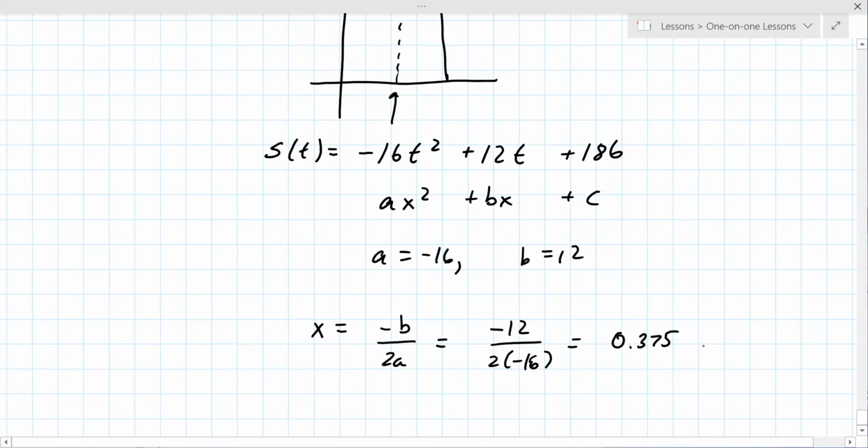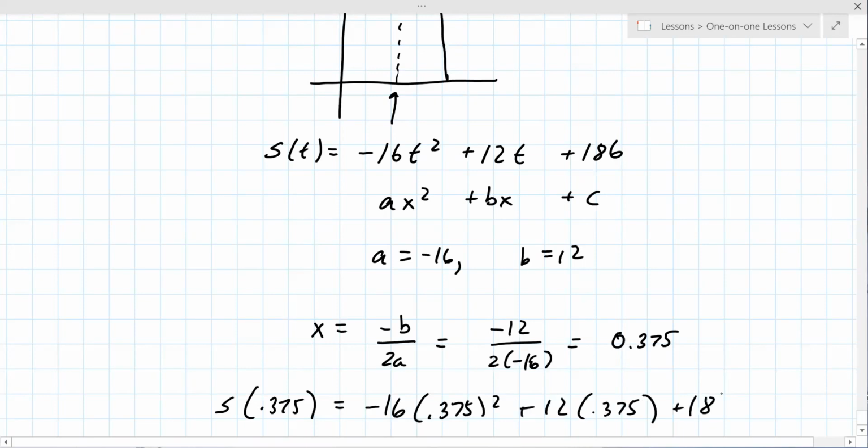Okay, and then to find the height, you take that value and put it back in. S of 0.375 equals minus 16 times 0.375 squared plus 12 times 0.375 plus 186. And that gives you 188.25. So the point would be 0.375 comma 188.25. And that's the height.